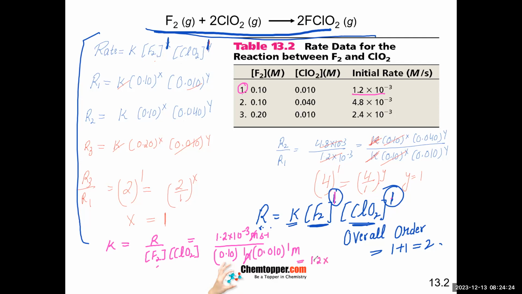1.2 times 10 raised to power 0, 1. See, this is minus 3, this is minus 3 cancelled. So there is no 10 exponential. What are the units then? Units, children? See, molar, molar cancelled. What is left? Per molar per second. That's the unit for the second order kinetics. This reaction is second order. And these are the units.